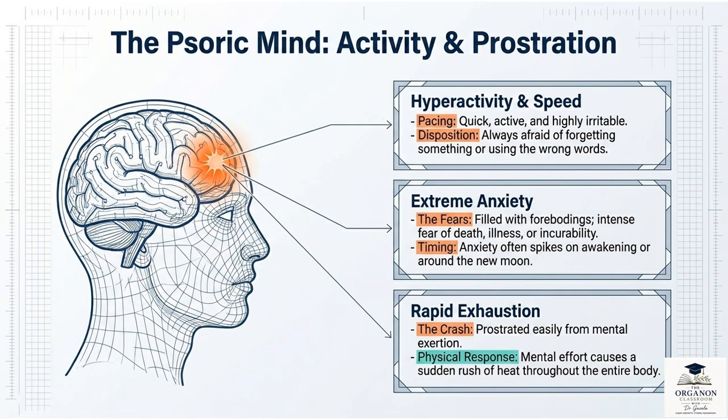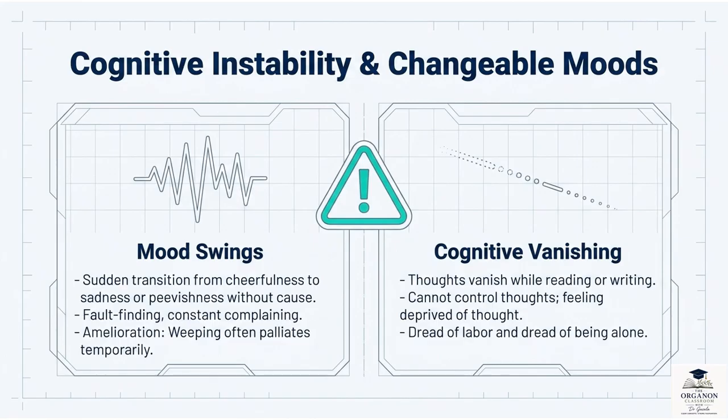So the crash, prostrated easily from mental exertion, physical response, mental effort causes a sudden rush of heat throughout the entire body. ठीक है, hypersensitivity runs in the psoric miasm right from the mental to the physical level. Okay, the cognitive instability and changeable moods. The mood swings are so predominant and peculiar. The sudden transition from cheerfulness to sadness or peevishness without cause. Fault finding, constant complaining, amelioration, weeping often palliates temporarily.